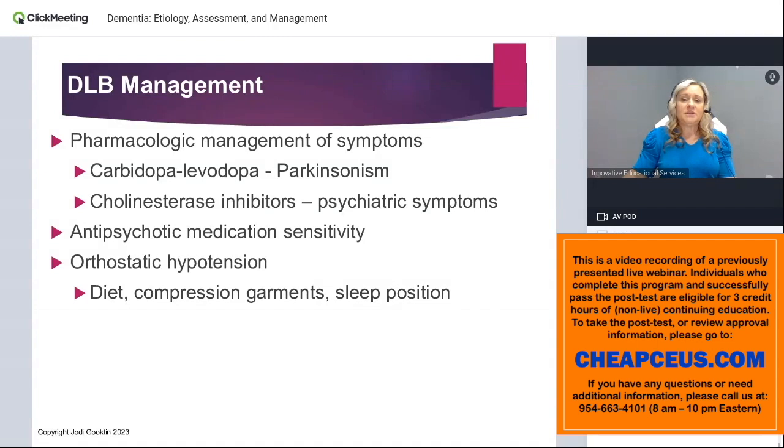In terms of management, there is some pharmacologic management for the physical symptoms and then for the psychiatric symptoms for individuals with this condition. Unfortunately, it cannot be prevented or cured. It's really just a case of managing the symptoms for the individual, and unfortunately the cognitive symptoms do worsen over time. That leads to more isolation and sedentary behavior. So we're looking for opportunities to increase that movement and that interaction.